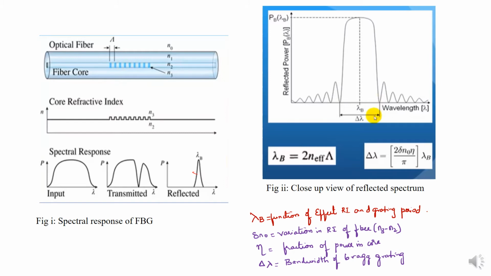These types of FBGs are used in cases where spectral reflectors have to be generated, and in OADMs, dispersion compensators, and to filter a certain bandwidth of wavelength. In such applications we will be using these FBGs.